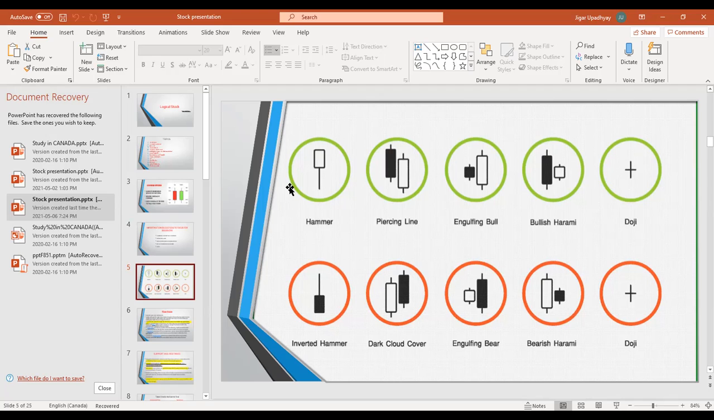The inverse of the above candles will be called the inverted hammer or the dark cloud, engulfing bear, bearish harami. You don't have to remember any name. You just need to see how the particular candle works on the chart.